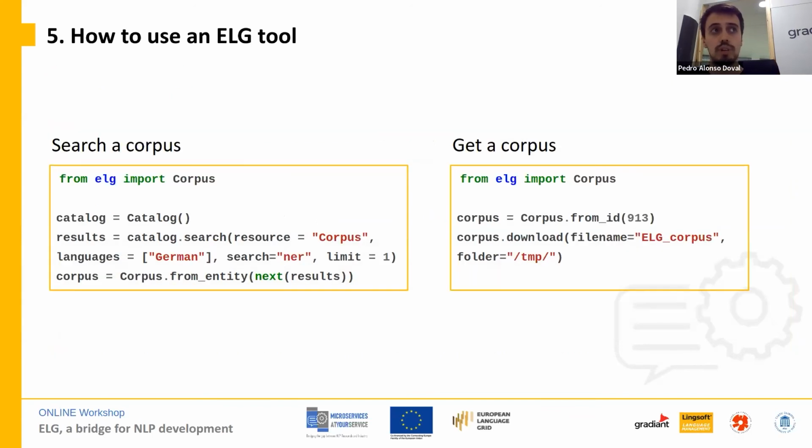And if we want to get a corpus instead of using a tool, we can use the catalog in the same way, but indicating that we want to look for corpora, and we will get the results. And when we know the ID of the corpus we want to download, using the download instruction and indicating the folder and the file name to download, you can get it. So you can see that the use of the ELD tools and the downloading of corpora is really simple. Maybe the first part of this presentation was a bit more in technical details for developers, but this part explains how to, in a very simple way, benefit from this platform.